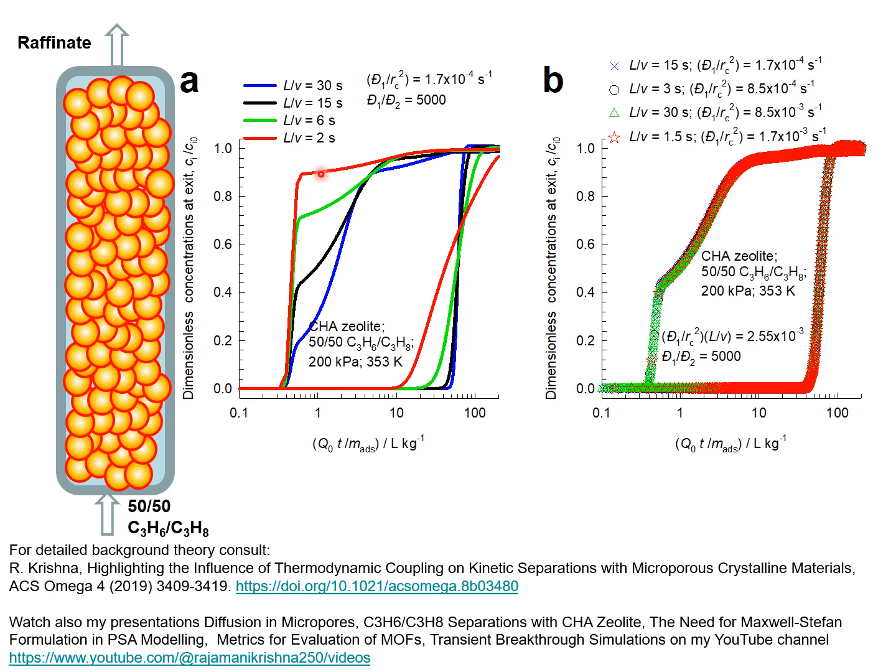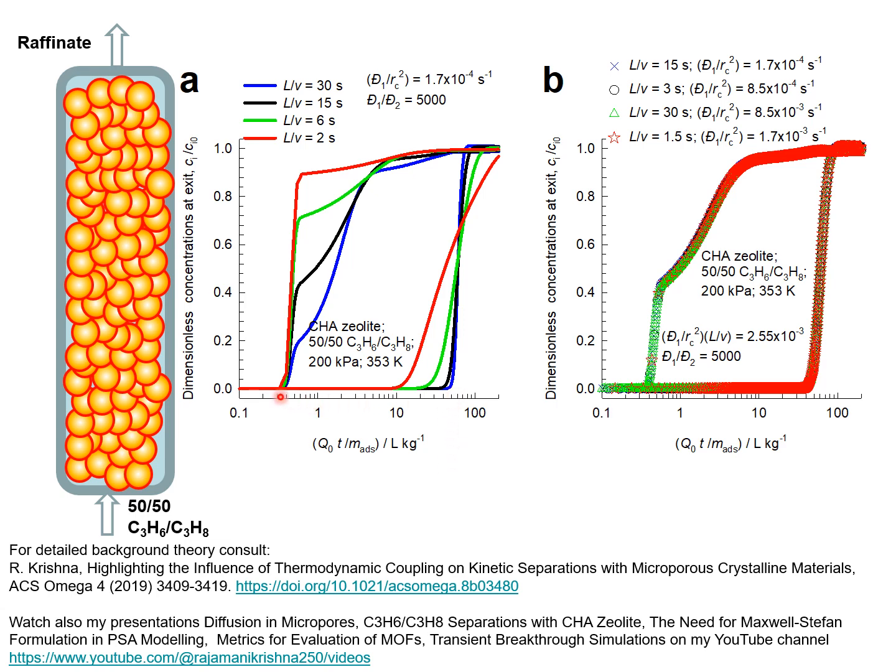Indeed, if you look at the red curves for a contact time of 2 seconds, we see that the breakthrough of propene occurs earlier, implying that the amount of propane that is recovered in purified form is lower than in the case in which the contact time is the highest. And the blue lines refer to the simulations in which the contact time is 30 seconds.